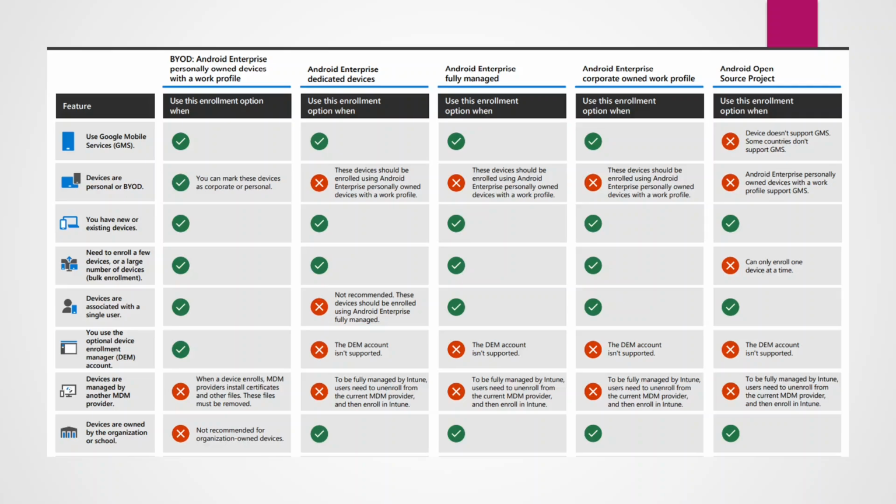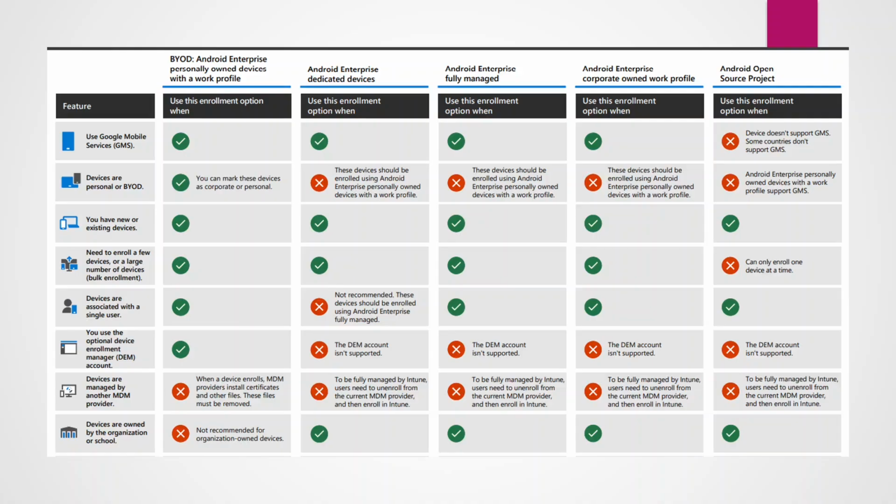The fully managed devices can either be controlled individually or in bulk, and this can also support both new and existing devices. Although an existing device may need to be reset before enrollment, it is supported to get an existing device enrolled by this method. The device enrollment manager accounts are not supported. Devices already managed by another MDM system need to be unenrolled before they can become fully managed by Intune. The fourth option is the corporate owned Android device with a work profile.